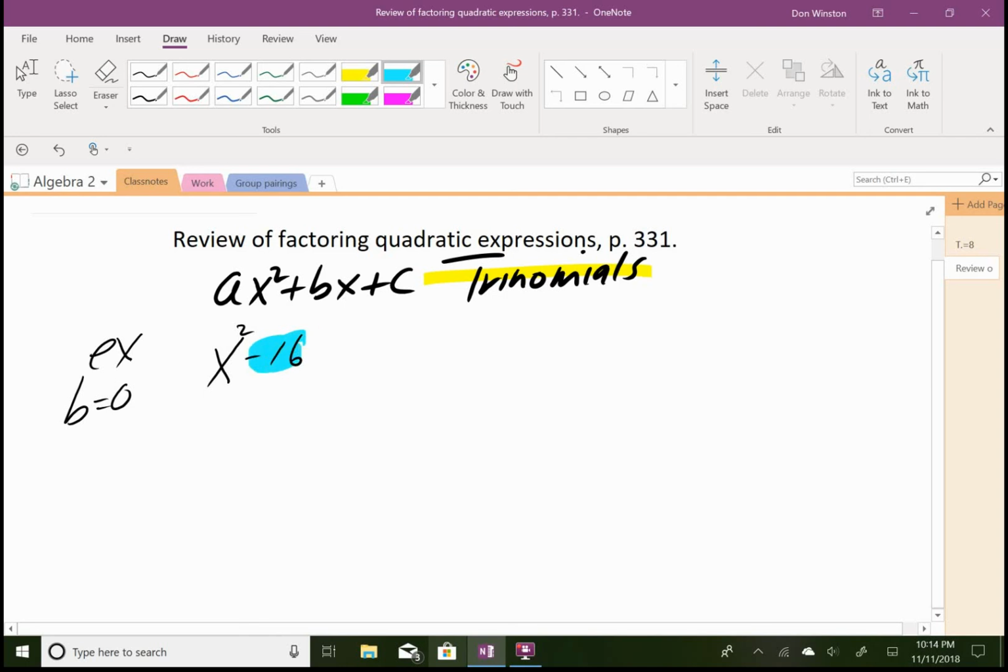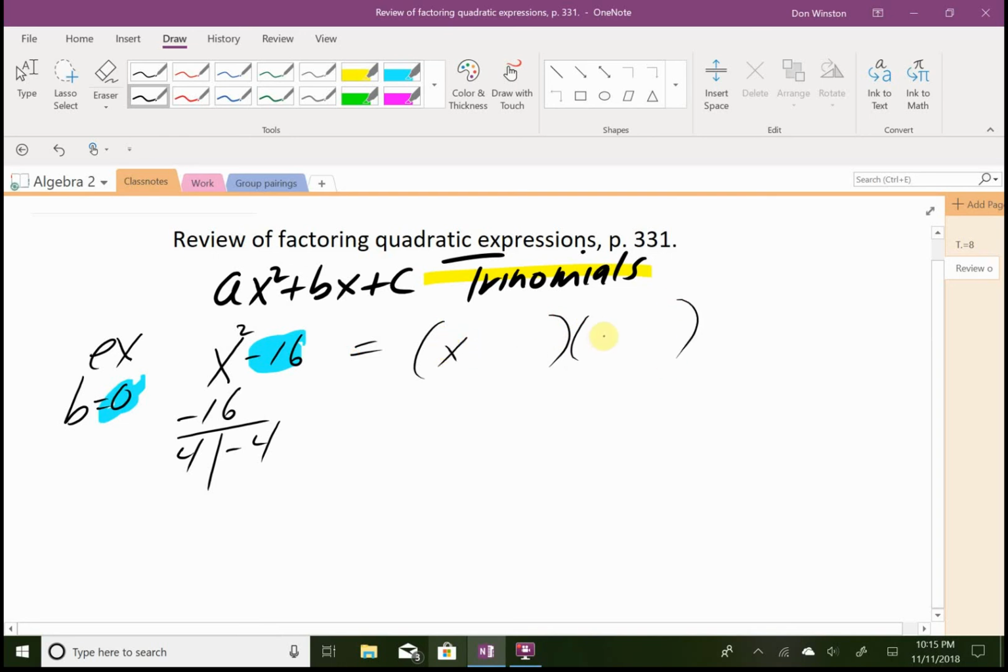Again, I'll start with negative 16. So we need to find factors of negative 16 that add up to 0. Well, the only possibility is that I have a positive 4 and a negative 4. So 4 times negative 4 gives me negative 16, but 4 plus negative 4 gives me 0. And that's what I want. I want 0.